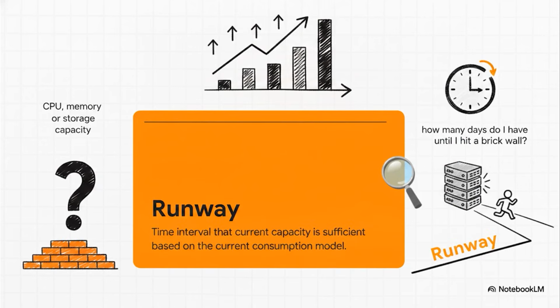So to really get this, we have to understand exactly what we mean when we say runway. The exam is absolutely going to test your precise understanding of this term. Runway is officially defined as the estimated time interval that your current CPU, meaning central processing unit, memory, or storage capacity, is sufficient for your workload. And here is the kicker, so pay attention. This is based strictly on the current consumption model. Basically, it answers the question, if absolutely nothing changes about how we're growing right now, exactly how many days do I have until I hit a brick wall?